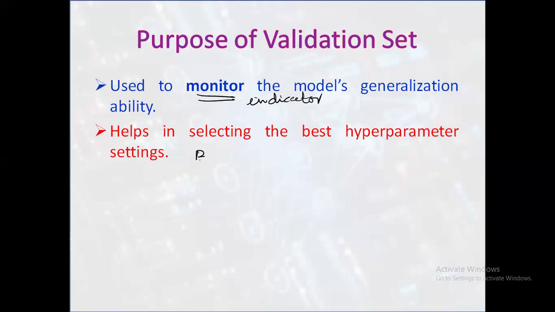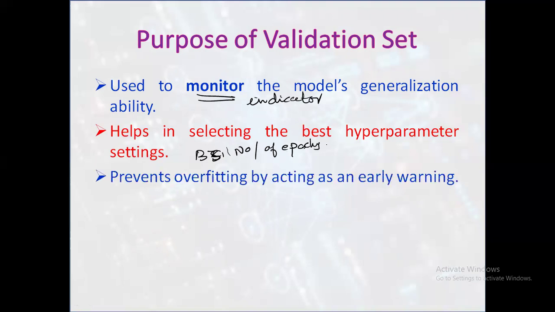Next, it helps in selecting the best hyperparameter settings when experimenting with different hyperparameters like batch size or number of epochs. If you are considering number of epochs, the validation set helps choose the configuration that yields the best validation performance.